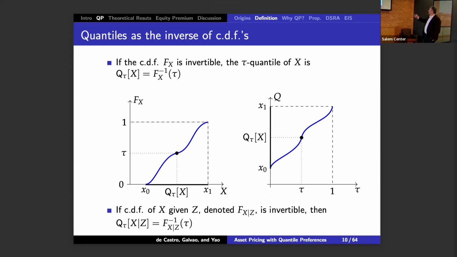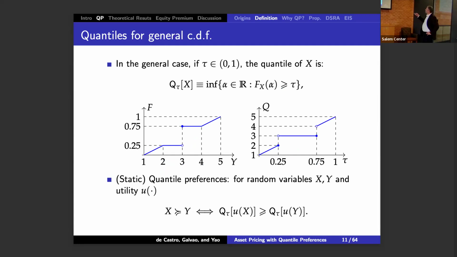I promise to define it. A quantile is just the inverse of the CDF. It's a probability, a number between 0 and 1, and this number you fix, like it could be 50%, you take the inverse and it gives the quantile. Of course, if the distribution is not invertible, you take the generalized inverse. And then the quantile preference is to say that instead of evaluating the thing with expectation, you evaluate with quantiles, okay?